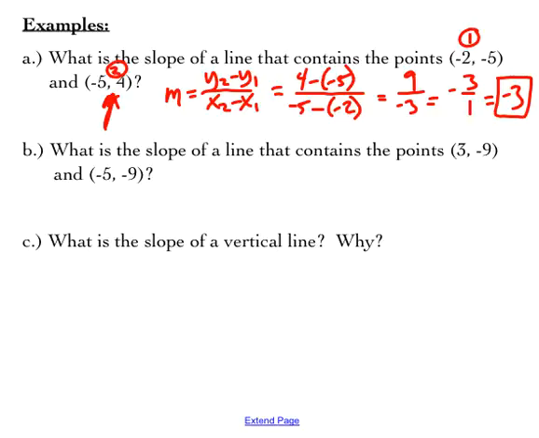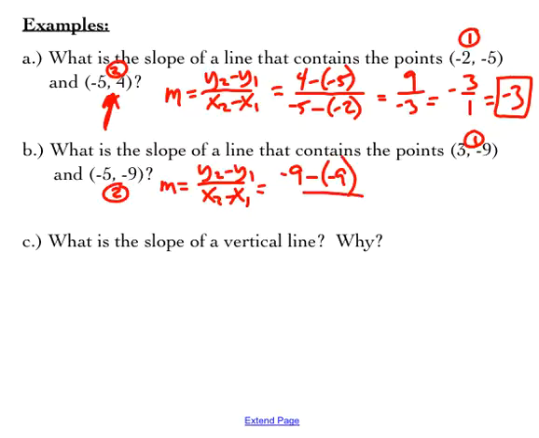So again, it's kind of the same deal. Go ahead and label those points. Just try to keep it organized. Your slope is going to be equal to y2 minus y1 over x2 minus x1. I'm going to take the y coordinate from the second point and subtract the y coordinate from the first point. And we do the same thing for the x's: -5 minus 3.